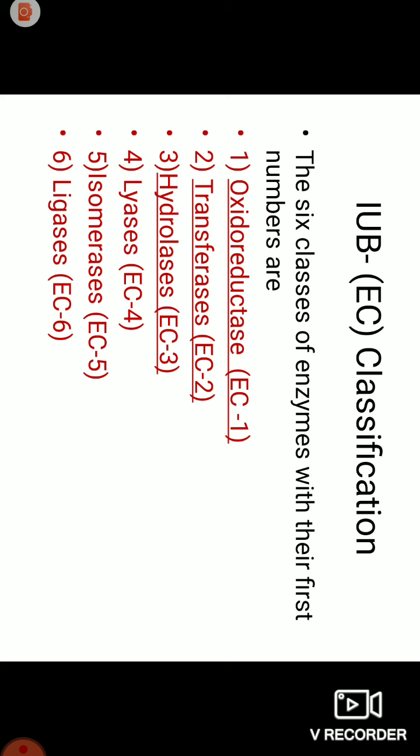Then you have transferases. Transferases, as the name itself says, transfer groups, certain groups, for example an amino group. If the amino group is being transferred by an enzyme, we call it an aminotransferase, or carboxytransferases. So there are many transferases.